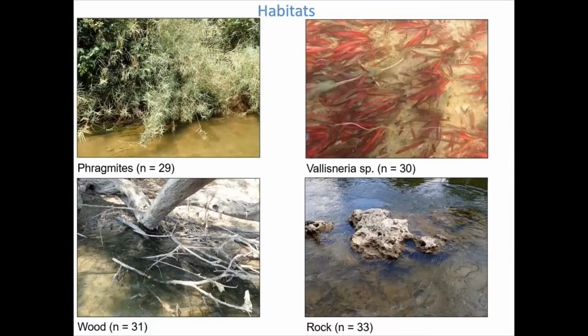And these 4 habitats were marginal Phragmites, a Vallisneria species, woody debris, as well as rocky reaches. And the N value under each habitat denotes the number of sites that were sampled for each habitat.